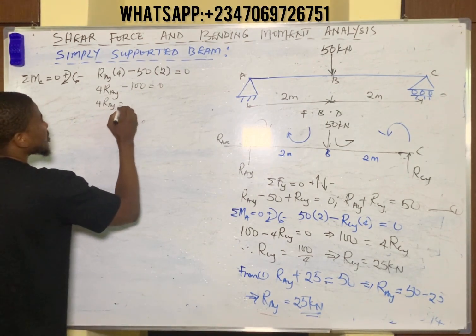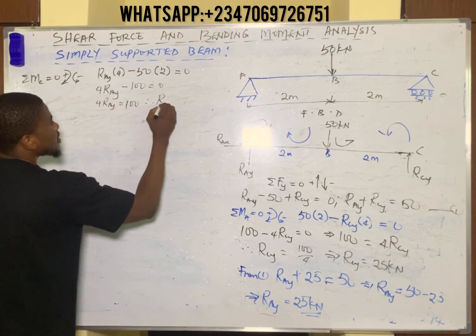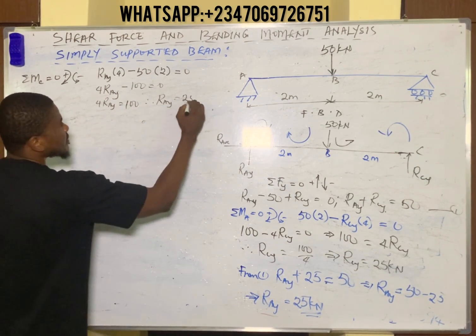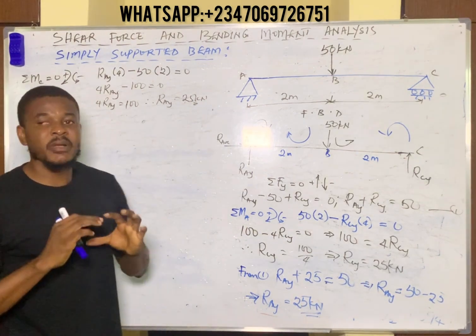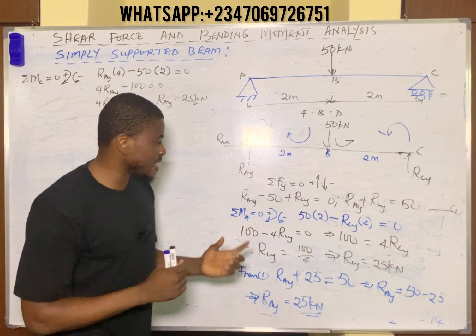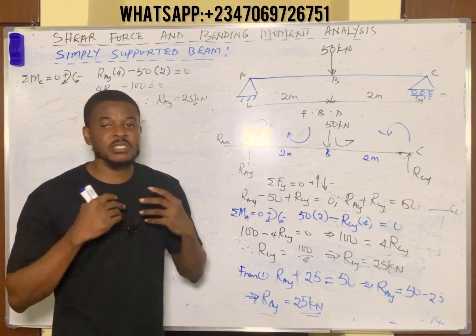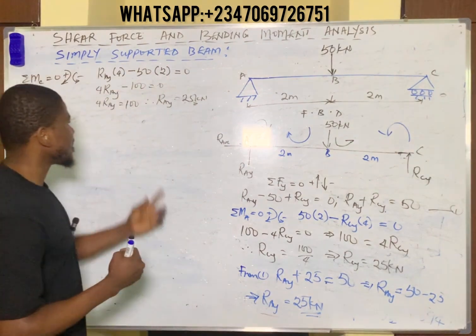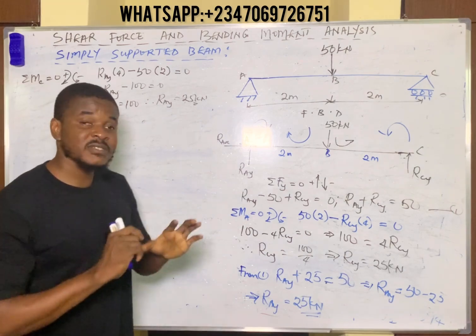So 4 RAY equals 100, and therefore you find RAY to be equal to 100 divided by 4, and that gives us 25 kilonewtons. So you can simply use the moment to moment approach and avoid using the first equilibrium equation. Just use moment to moment and you will still obtain the same result. You can see RAY gave us 25 kilonewtons, same as RAY here, 25 kilonewtons. Okay, so first task achieved.